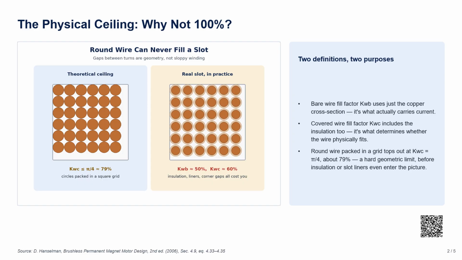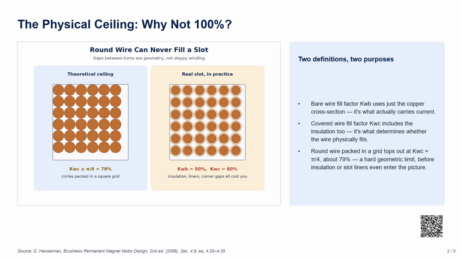Why can't you just fill a slot completely with copper? Look at the diagram. Round wire, packed as tightly as geometry allows in a square grid, tops out at a covered wire fill factor of pi/4, about 79%. That's not a manufacturing limitation, that's pure geometry. The unavoidable gaps between circles packed in a grid. And that's before insulation, slot liners, or corner effects even enter the picture.